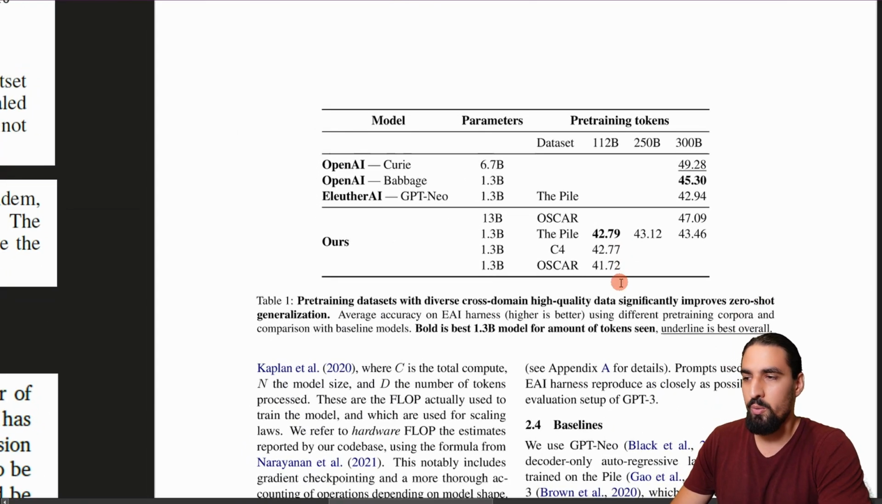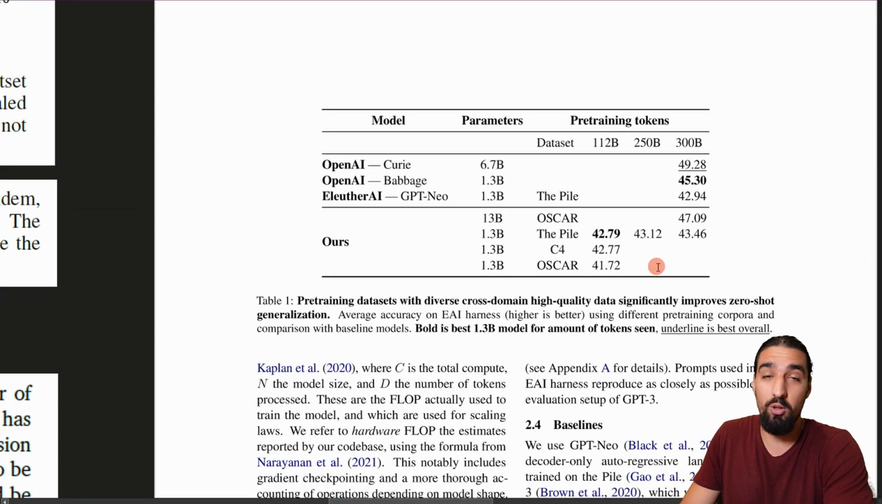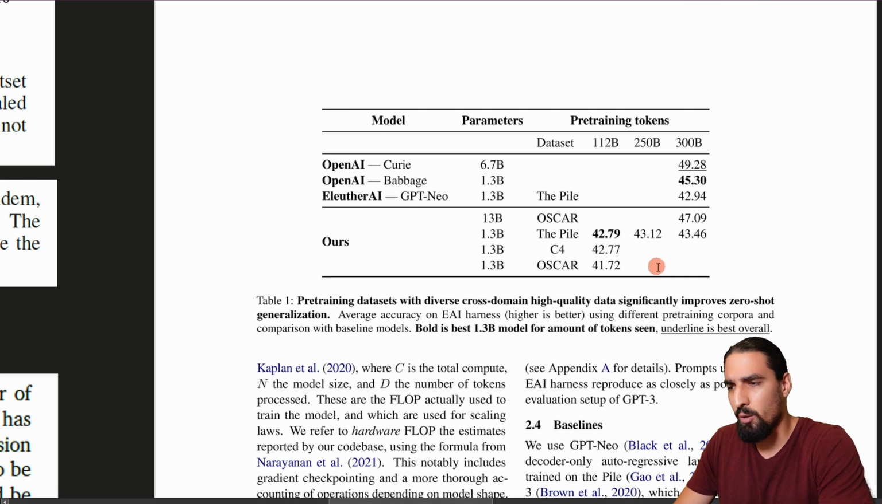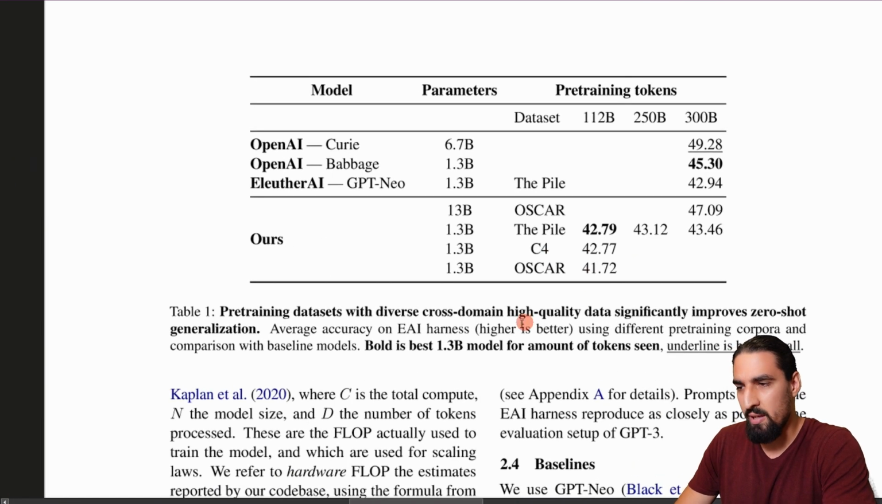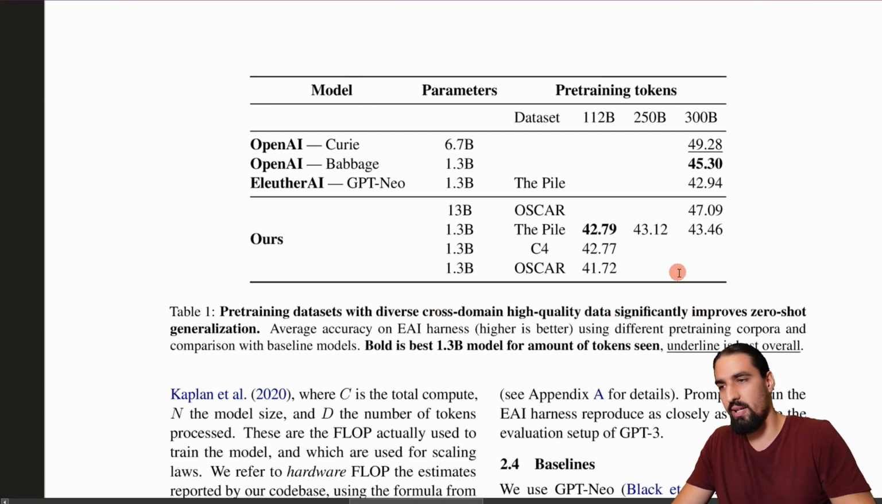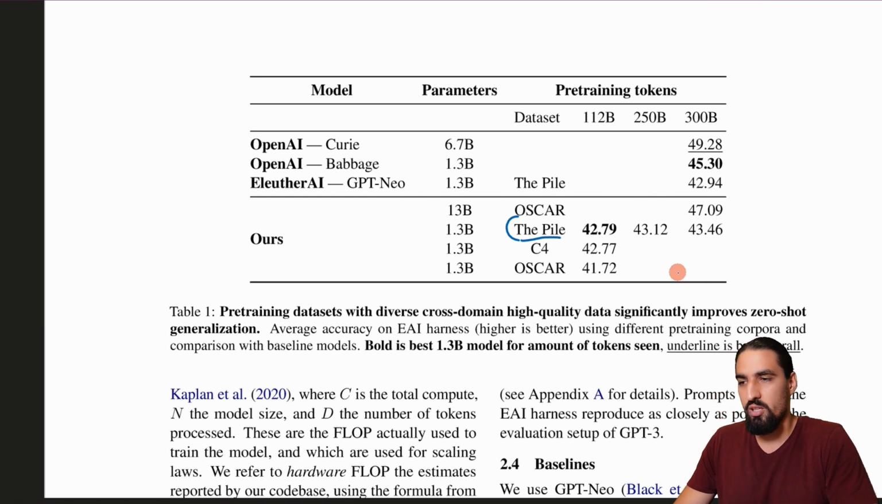So the first thing they show is that obviously it's very important to have a high quality data set, and by high quality they mean diverse cross-domain high quality data such as the Pile data set. That's the data set that was collected by the Eleuther AI folks, and we'll see their paper a bit later. And you can see that using the Pile compared to other data sets such as Oscar or C4 gives them better accuracy on these various NLP tasks.